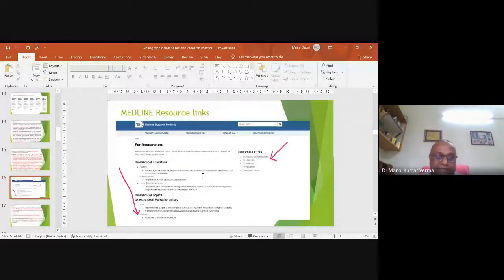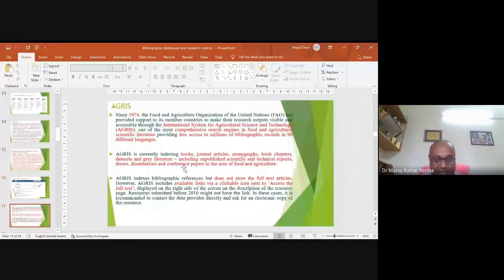This is the Medline resources page. I show you the different parameters, for the librarian and the public. From there, you can search the literature on the Medline resources. You can use this search.